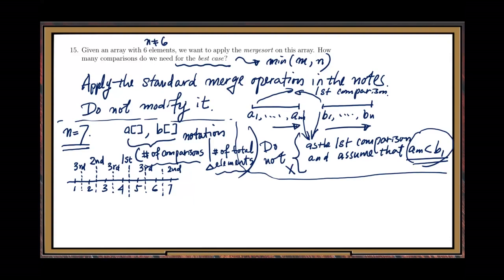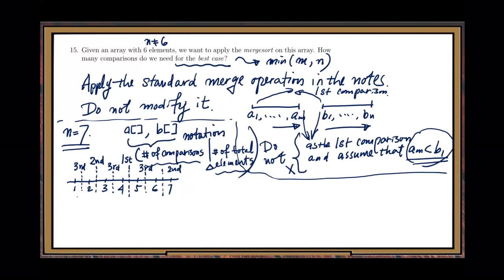Now, let me do the first round merge. Reverse the split order. When we do splitting, we have an order, right? Now the merge order is the reverse of the splitting order.